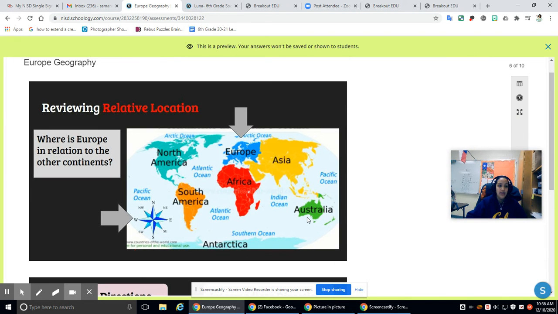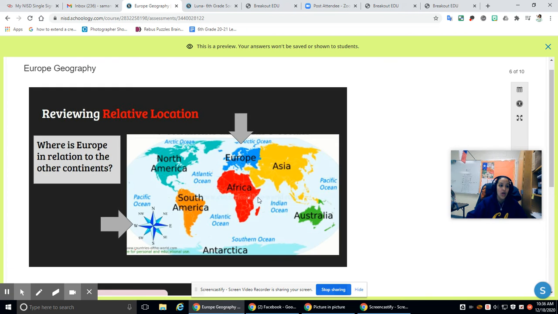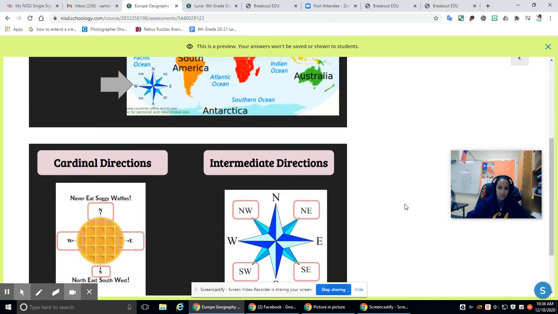Now we're going to review relative location. So where is Europe in relation to the other continents? You have Europe right here. To the east of Europe is Asia. South of Europe is Africa. And to the west of Europe is North America. So remember, we have cardinal directions: Never eat soggy waffles. And then with the intermediate directions, you have northeast, southeast, southwest, and northwest. So please remember what's relative location.